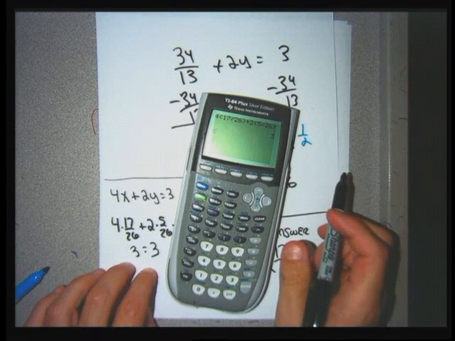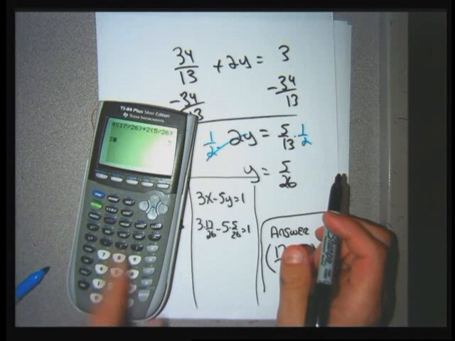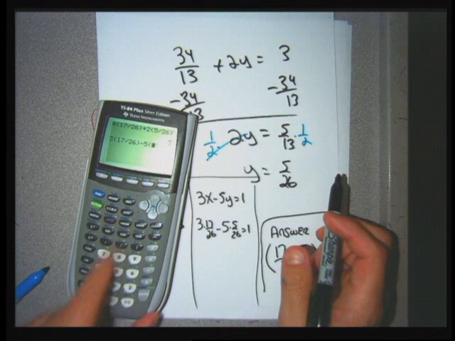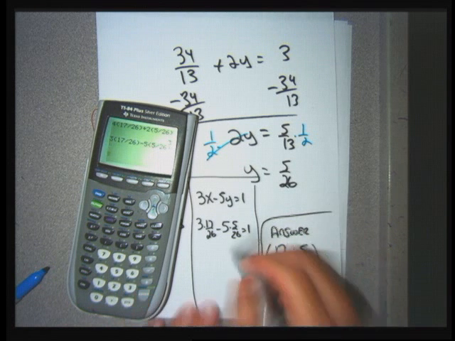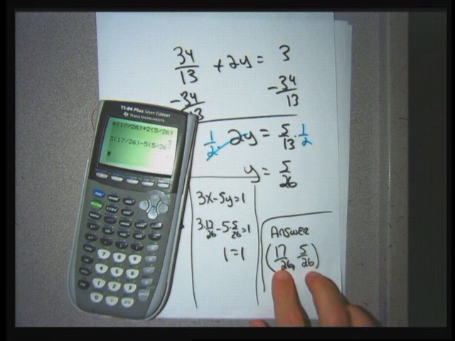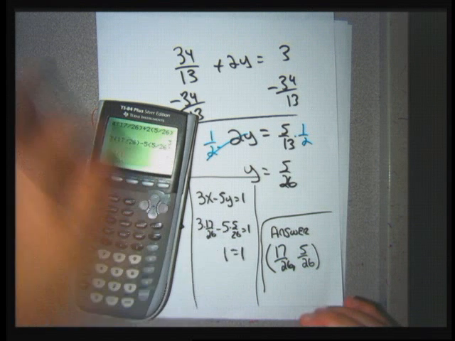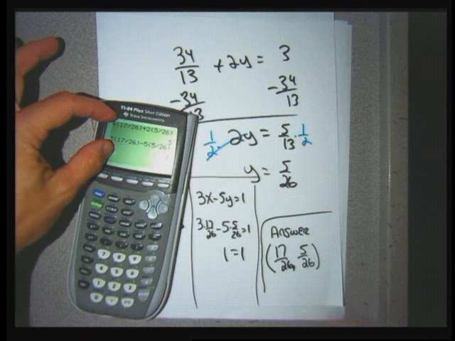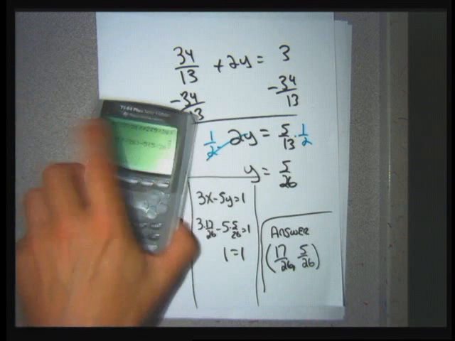Just because it checks in the top doesn't mean it checks in the bottom. So I go to the bottom one now and go 3 parentheses 17 over 26 minus 5 parentheses 5 divided by 26. And when I do that, I get 1 equals 1, so my solution is actually correct. It's a really unpleasant solution, but these things can have unpleasant fractions for your answers. The nice thing is you're allowed to use your calculator, and it makes the checking, in some sense, mindless. I can check fractions really easily on my calculator because my calculator does fractions well.